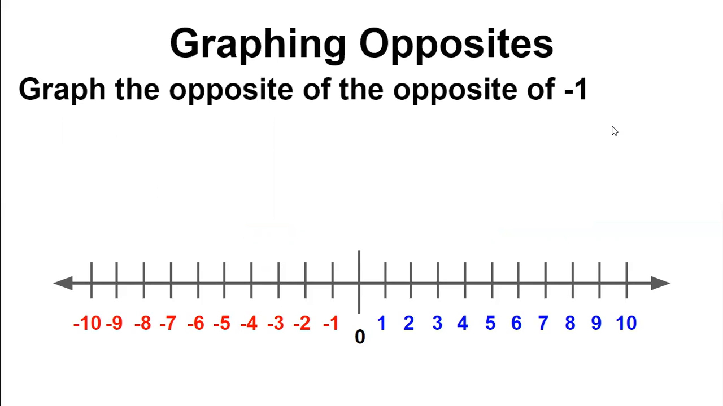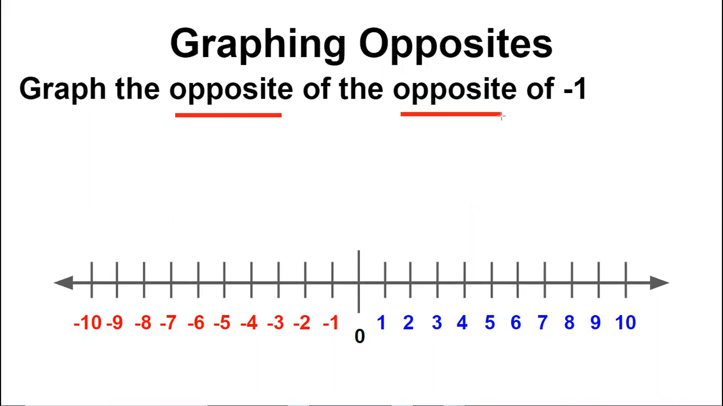Graph the opposite of negative 1. Okay, this is a little bit trickier. We are graphing the opposite of negative 1. So we're going to have to work backwards. So first we're going to work with the negative 1. We'll draw a little line here. And then we're going to work backwards to the opposite of negative 1. And then we're going to work backwards to the opposite of the opposite that we found. So what do I mean by that?